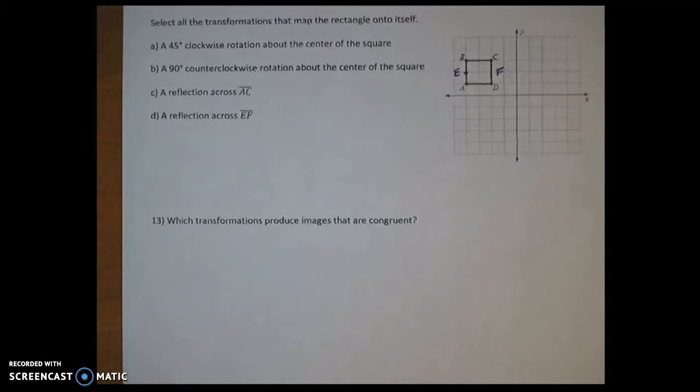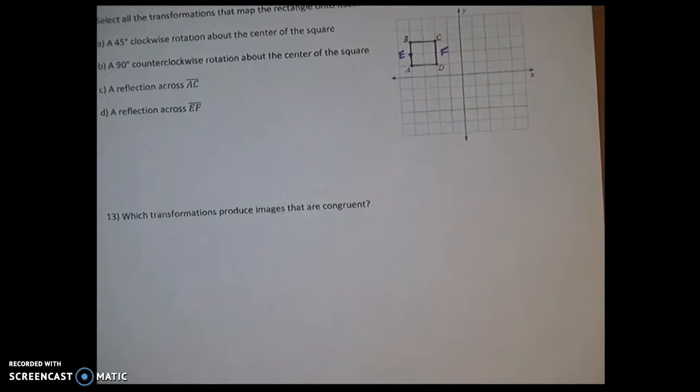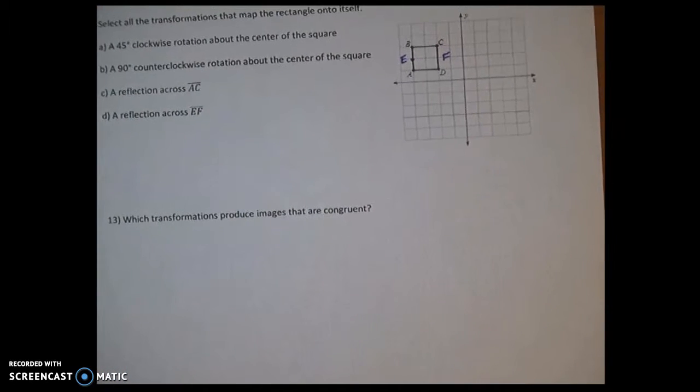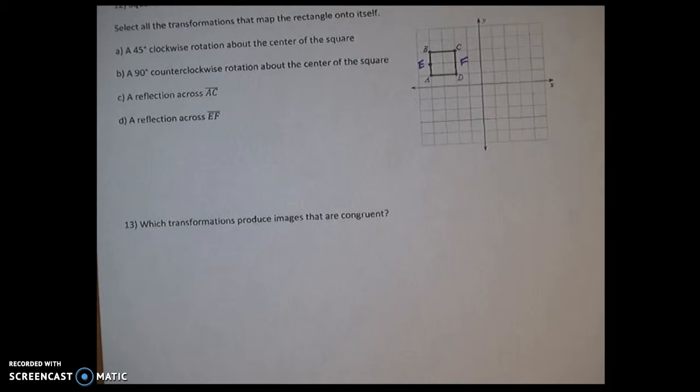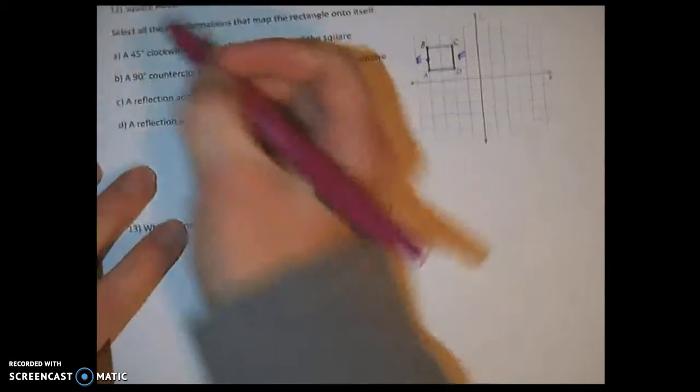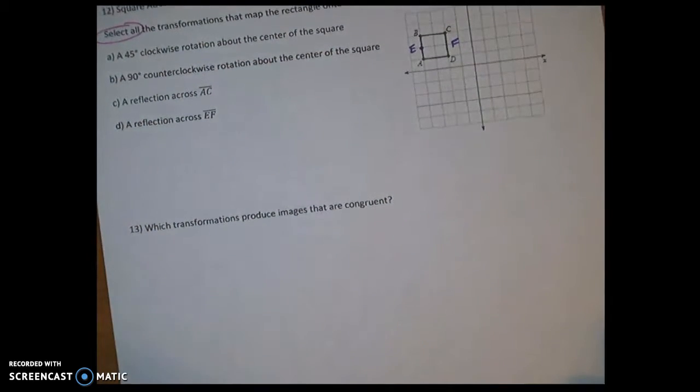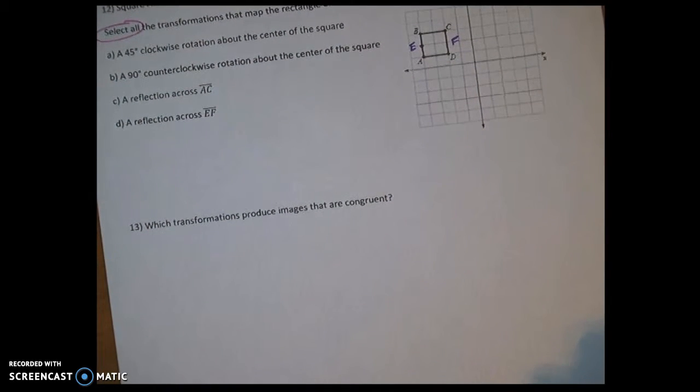On the last page, I'm going to try to get through this in the next couple minutes because I can only do 15 minutes per video. On the last page, we have square ABCD shown on the coordinate plane. Points E and F are midpoints of their respective sides. So you've got points E and F. We're supposed to, again, select all that map the rectangle onto itself.